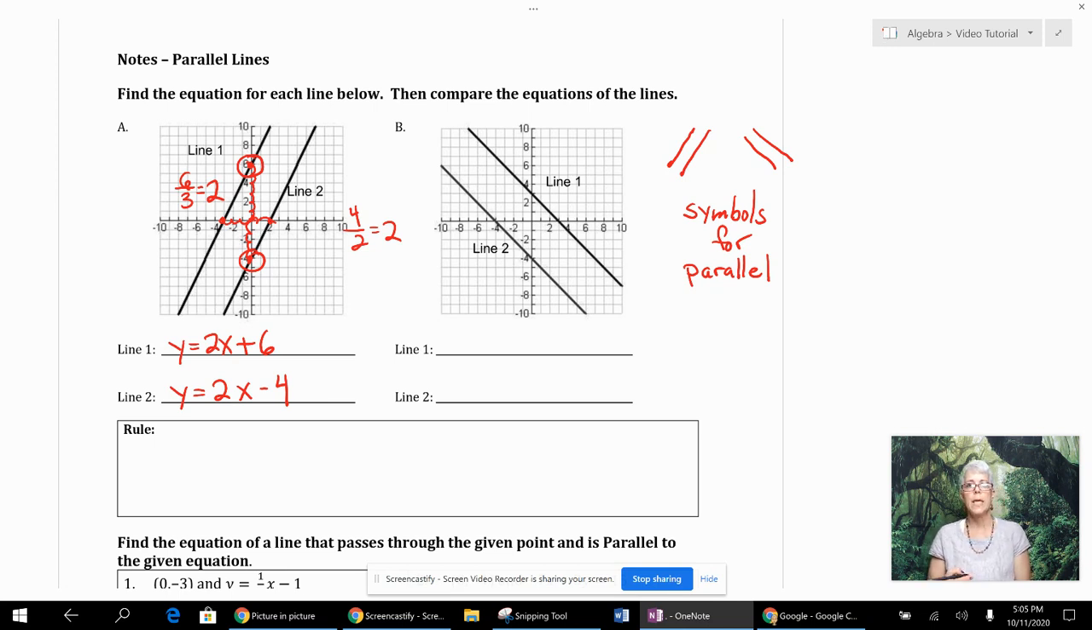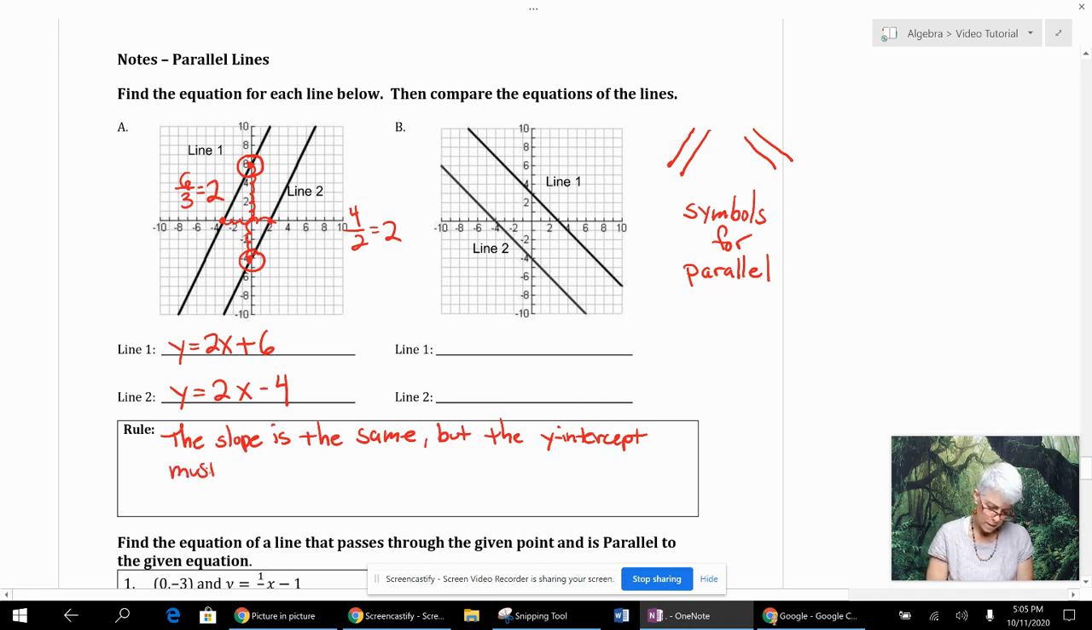I could show you this again, but there's really no point. Just keep this in mind. Parallel lines, the slope is the same. Make sure you write this down. But the y-intercept has to be different. Must be different.